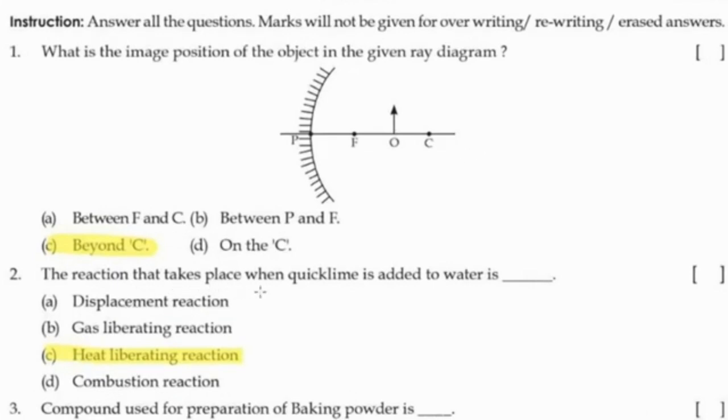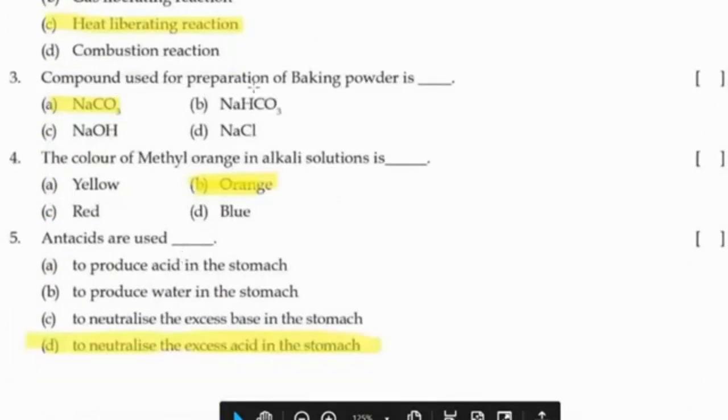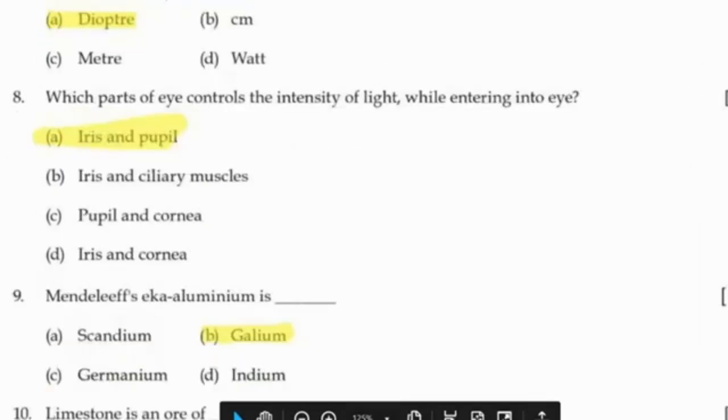The reaction that takes place when quicklime is added to water is a heat liberating reaction. Compound used for preparation of baking powder is sodium bicarbonate, NaHCO3. The color of methyl orange in alkali solutions is yellow. Antacids are used to neutralize the excess of acid in the stomach. SI unit of power of a lens is diopter. Which part of the eye controls the intensity of light while entering into the eye? Iris and pupil.